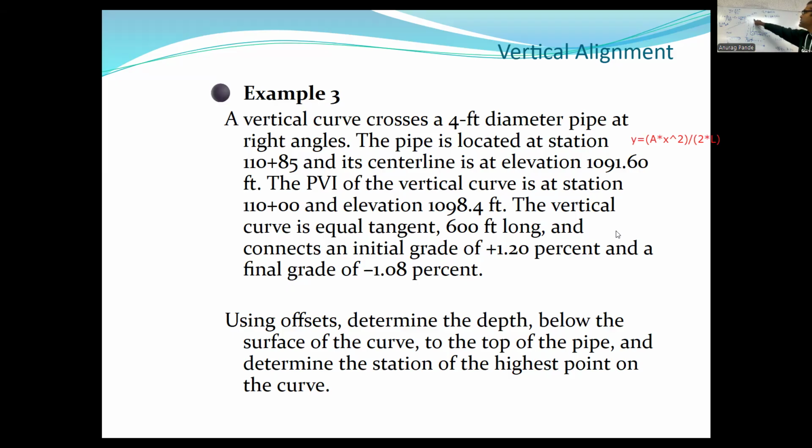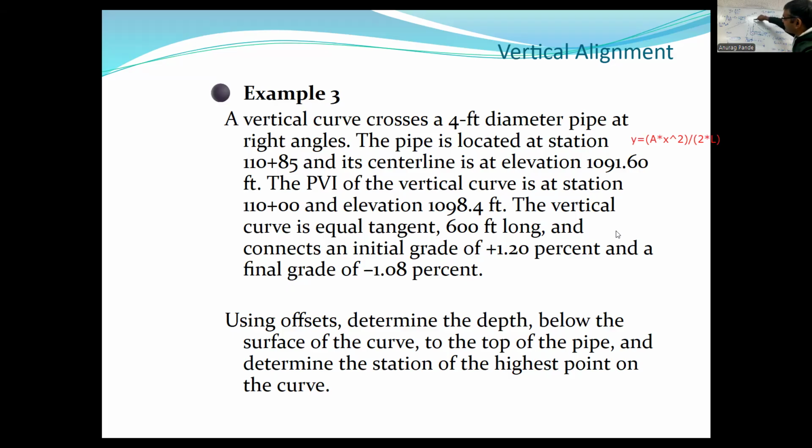So the elevation of this point, I can use the initial tangent. So use the initial tangent slope to get the elevation of the point of interest on the initial tangent, right?